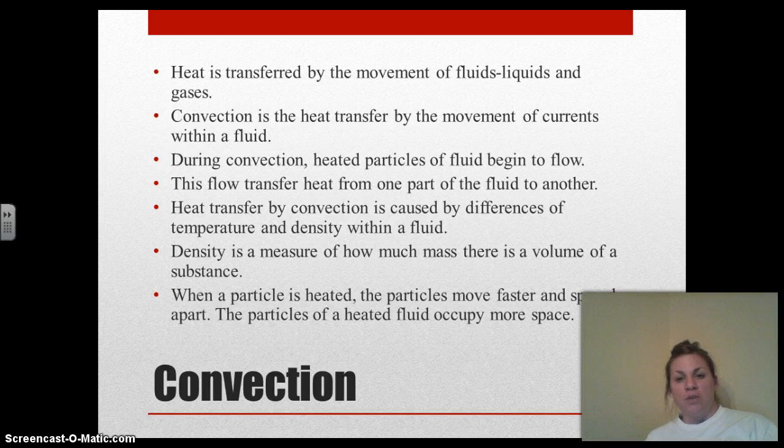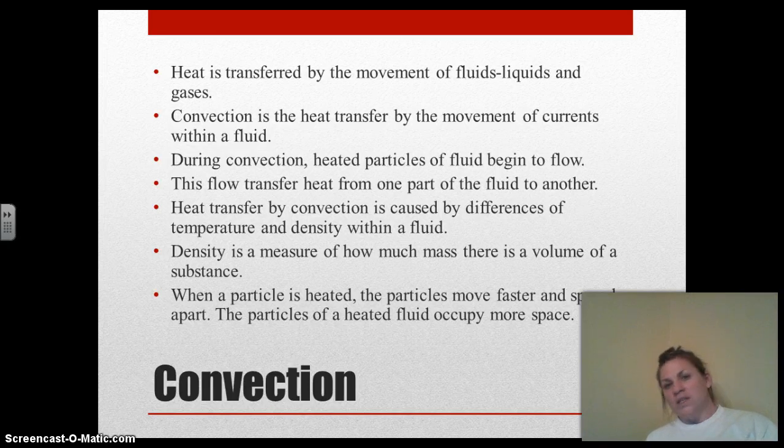Density is a measure of how much mass there is in the volume of a substance. When a particle is heated, these particles are going to move faster and they spread apart. This is why heat rises. As heat rises, it expands, okay, and the heat is transferred upwards. The particles of a heated fluid are going to occupy more space.